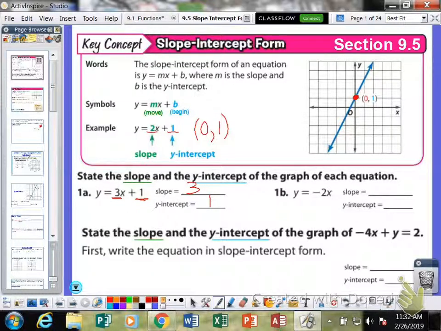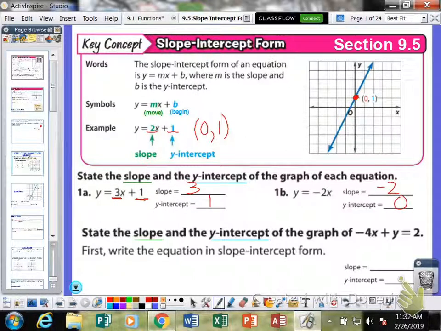Next, y equals negative 2x. Our slope is going to be negative 2. Our y-intercept is just going to be 0. We don't have a b term there, so our y-intercept is just 0.